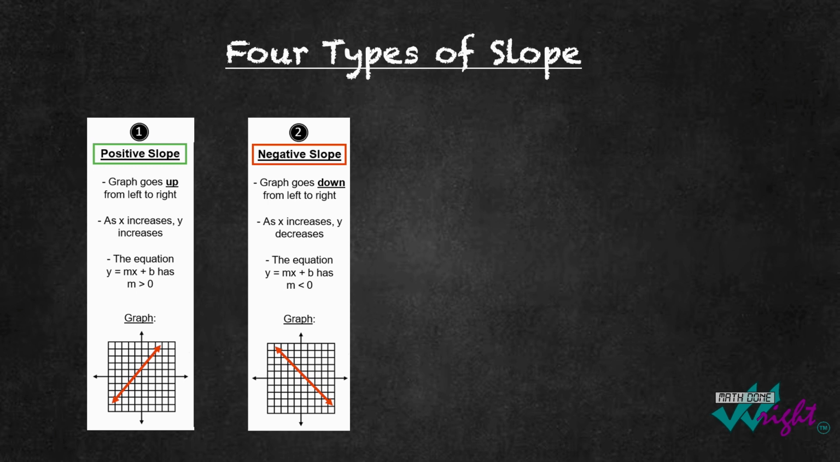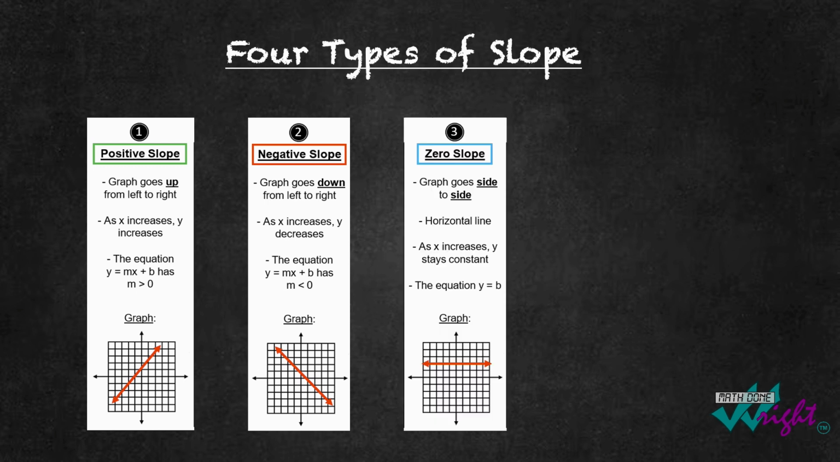The second type of slope is a negative slope. The graph goes down from left to right. As x increases, y is decreasing. The equation is y equals mx plus b, but now m is less than 0, showing that m is going to be a negative slope.